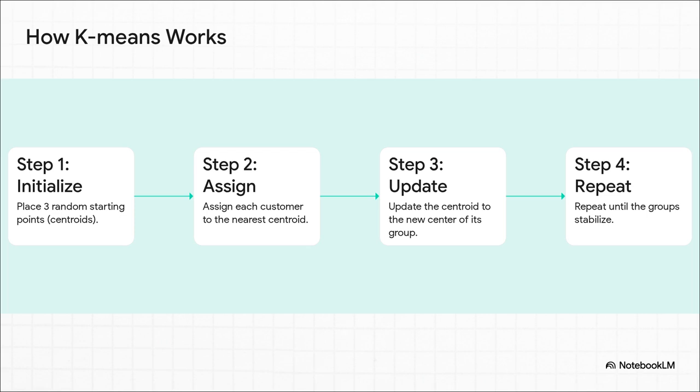It's pretty neat. It starts by just randomly dropping 3 center points, they're called centroids, into our data. Then for every single customer, it asks, which centroid are you closest to, and assigns them to that group. After that, it looks at each new group and finds its new center and moves the centroid there. And then it just does that again and again and again until the groups settle down and stop changing. It's like this beautifully simple dance that just keeps repeating until it finds the true heart of each group.